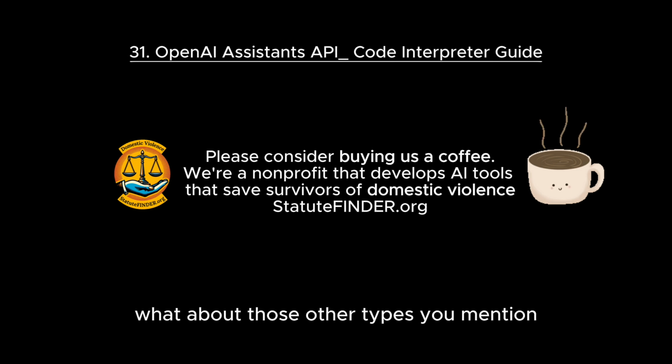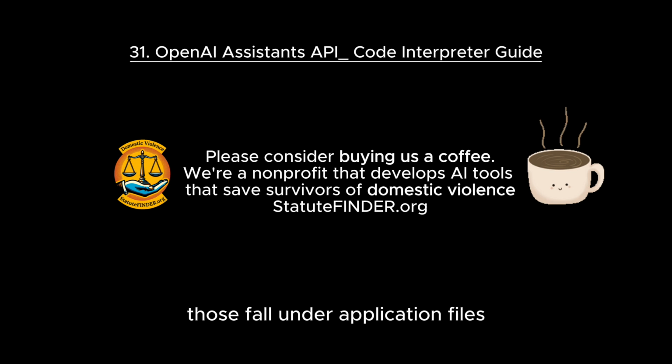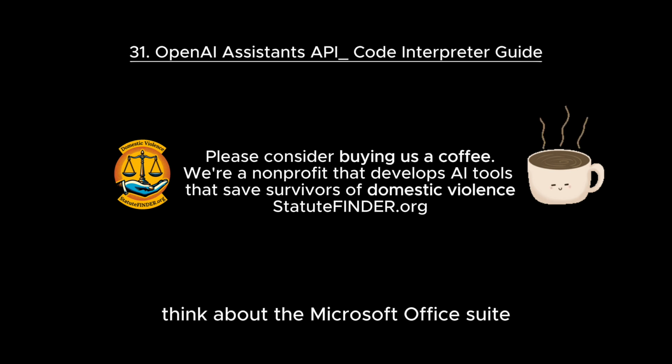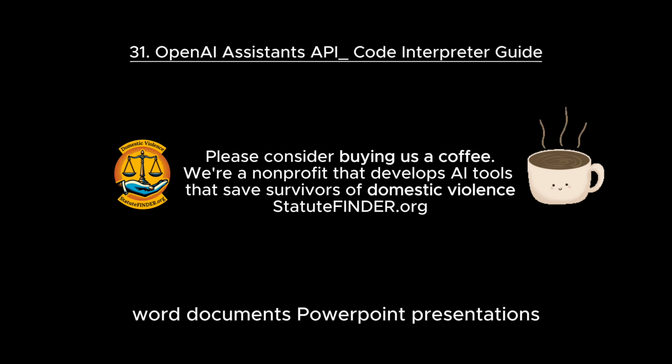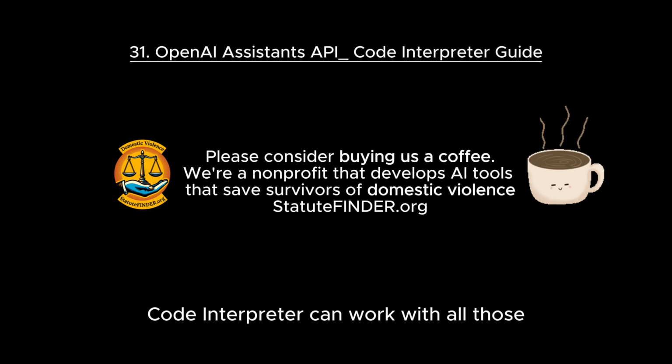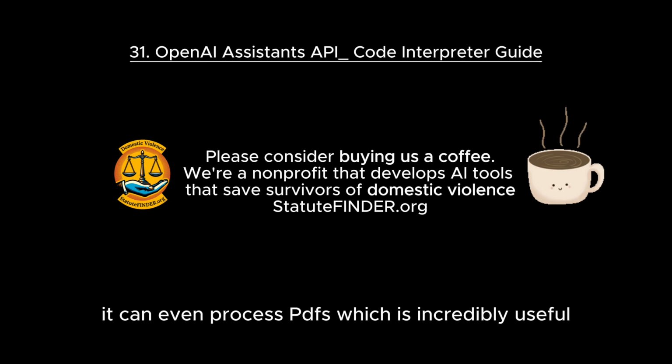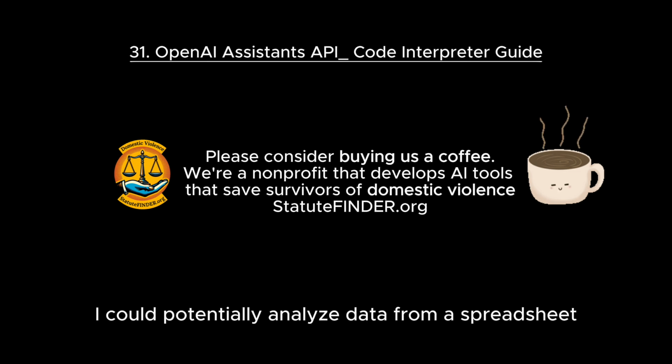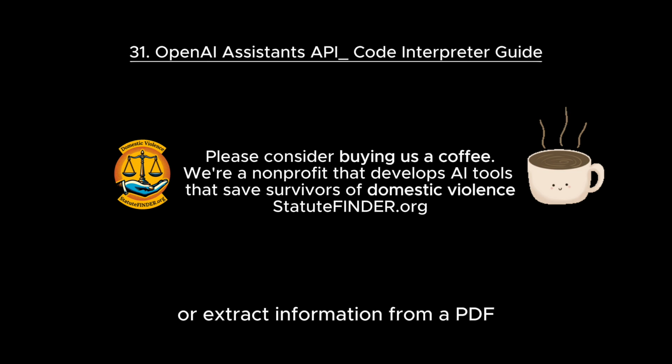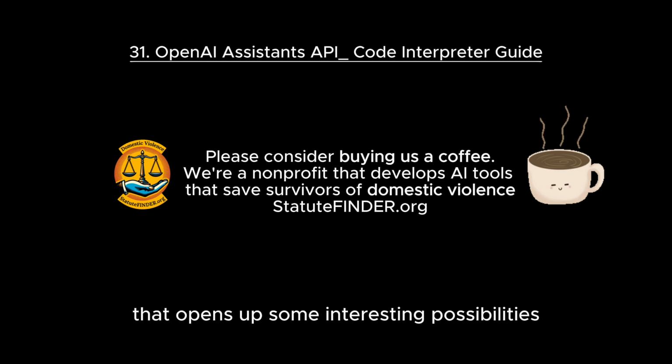What about those other types you mentioned, like spreadsheets and things? Those fall under application files. Think about the Microsoft Office suite: Word documents, PowerPoint presentations, Excel spreadsheets. Code Interpreter can work with all those. It can even process PDFs, which is incredibly useful. Okay, so I could potentially analyze data from a spreadsheet or extract information from a PDF, all within Code Interpreter. That opens up some interesting possibilities.